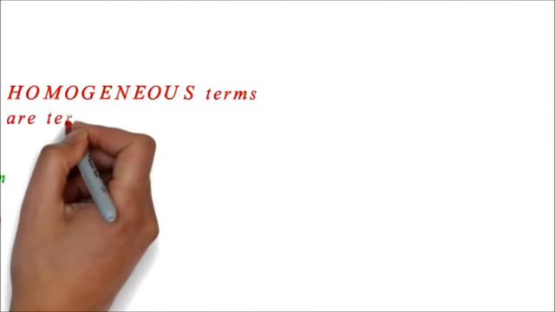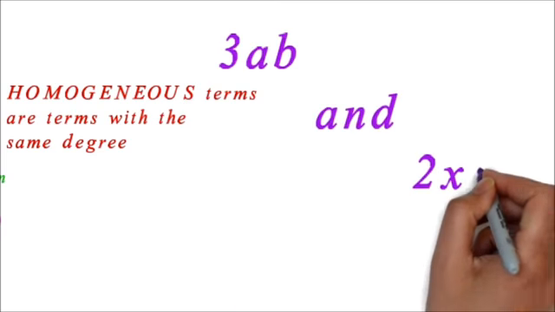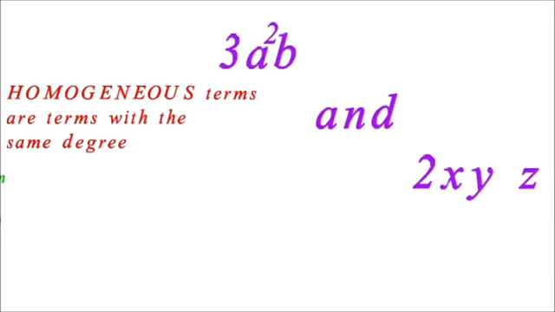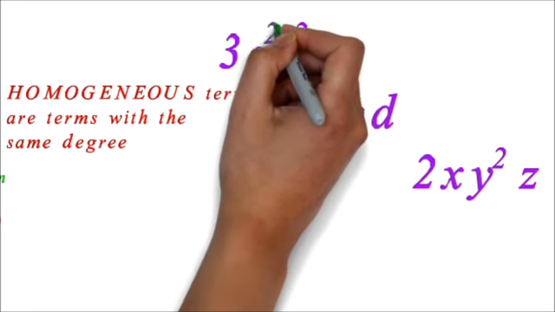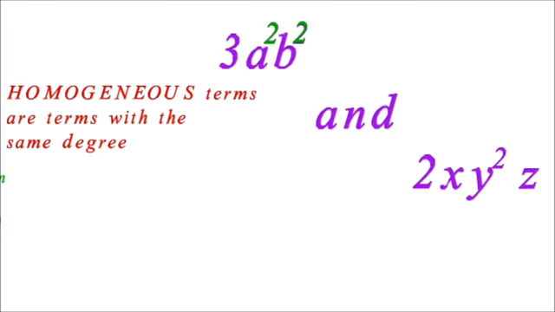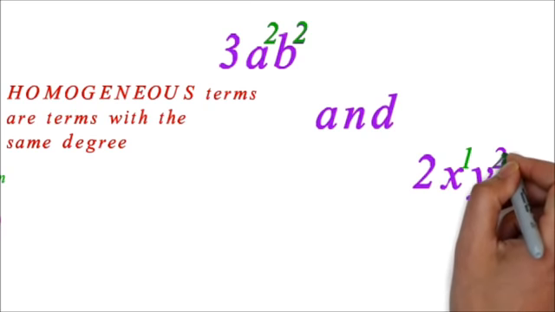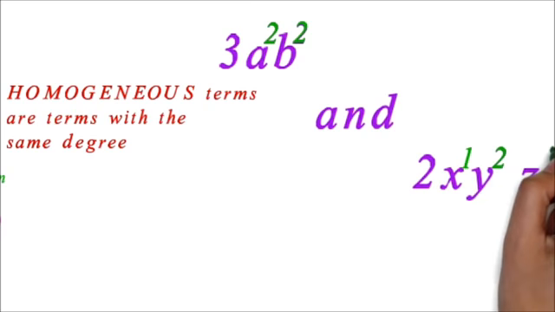Homogeneous terms are terms with the same degree. Example, 3a squared b squared and 2xy squared z both have the same degree of 4. For the 3a squared b squared, it is 2 plus 2 equals 4. And for the 2xy squared z, it is 1 plus 2 plus 1 equals 4.